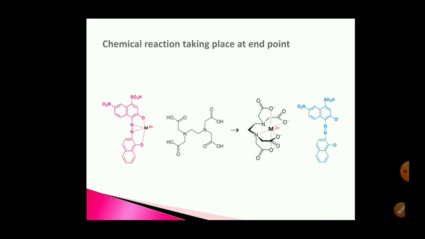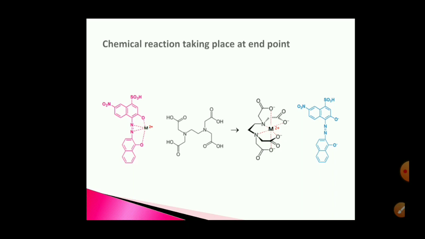Now here the chemical reaction which is taking place at the end point, that is the third reaction, is being shown with the help of complete structures of the reagents which are there. So what reaction is taking place? The third reaction is between EDTA and the calcium or magnesium EBT complex.